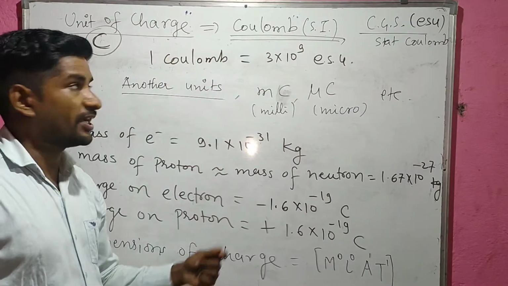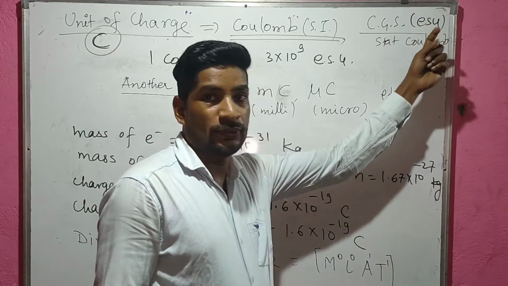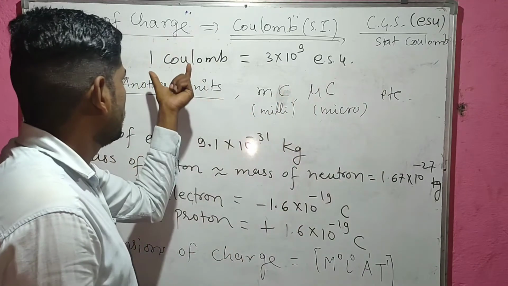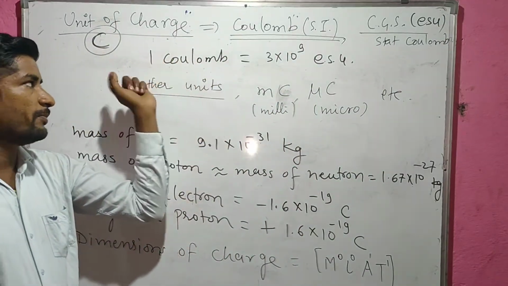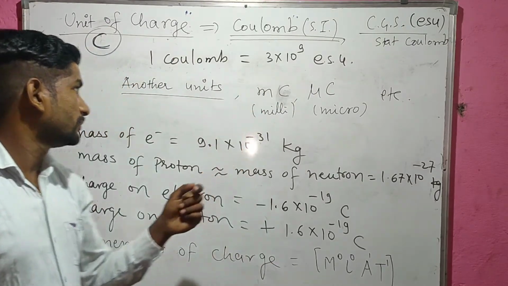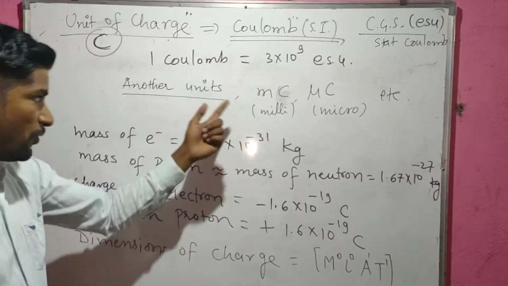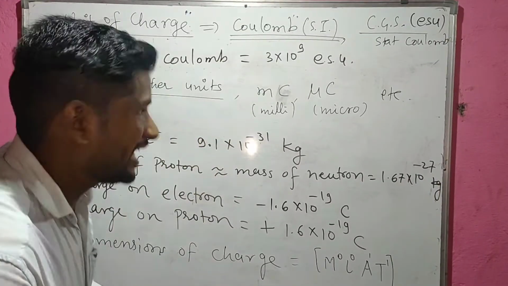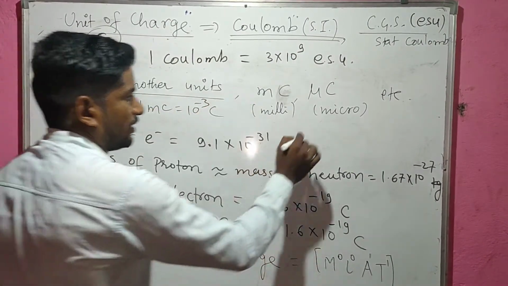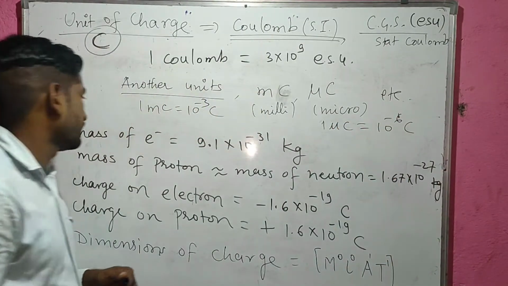Unit of charge. The SI unit of charge is the coulomb, and the CGS unit of charge is the ESU, electrostatic unit. It is also called the statcoulomb. The relation between coulomb and statcoulomb is 1 coulomb equals 3 into 10 to the power 9 ESU. Other units are microcoulomb, millicoulomb, etc. 1 millicoulomb is equal to 10 to the power minus 3 coulomb, and 1 microcoulomb is equal to 10 to the power minus 6 coulomb.